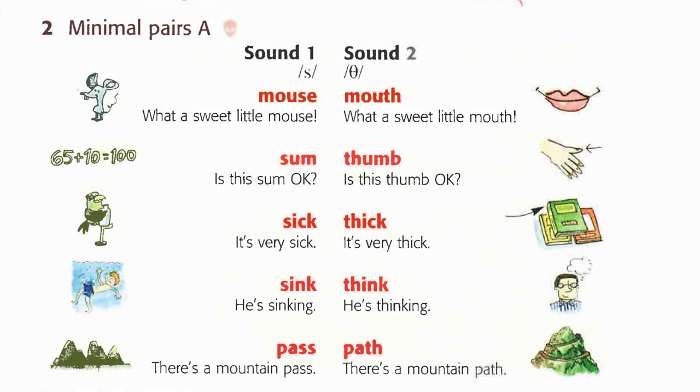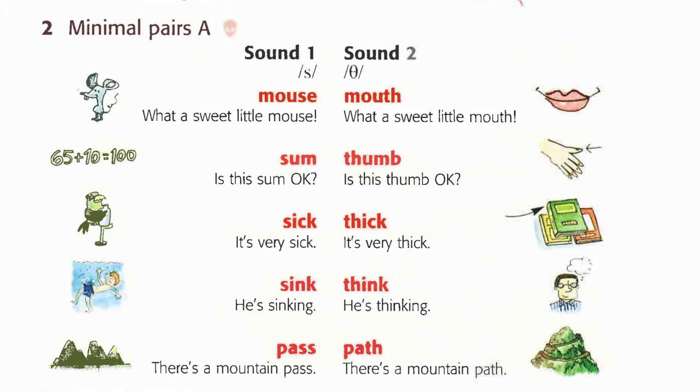Minimal pairs A. 2A. Mouse. Mouth. Some. Thumb. Sick. Thick. Sink. Think. Pass. Path.